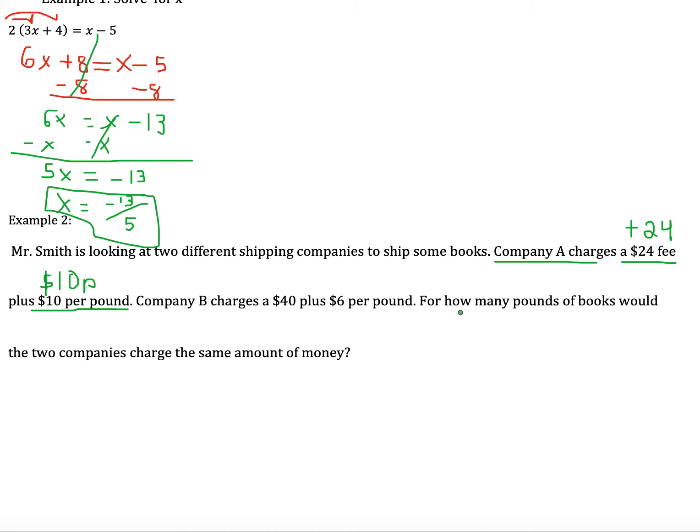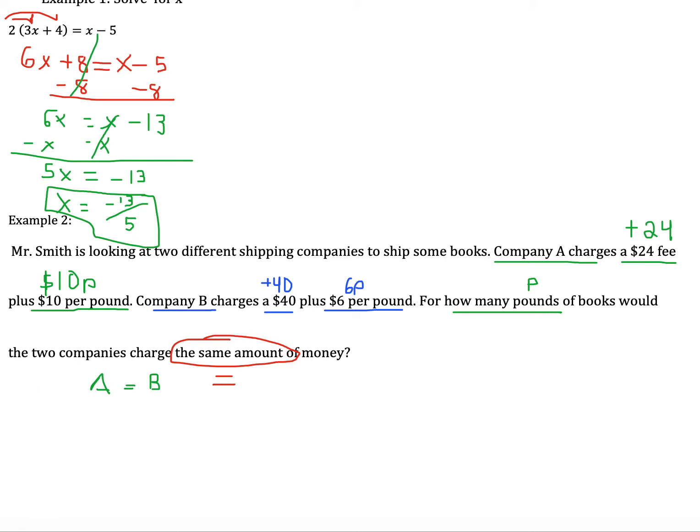How many pounds, that's the variable of which we're finding. So there's p there. Now as for Company B, it charges $40, plus $6 per pound. So that's 6p. Now here's where things get interesting. How many pounds of books would the two companies charge the same amount of money? That means they have to be equal to each other. That's how we can find out the same amount. So putting this all together, Company A must equal Company B.